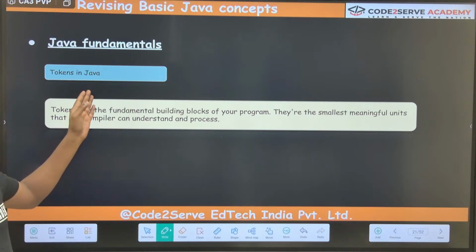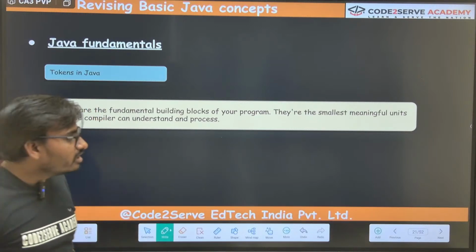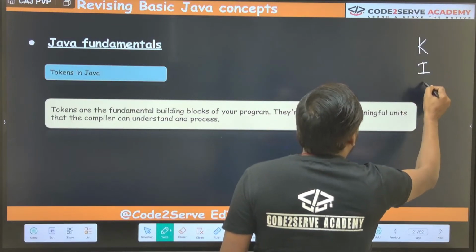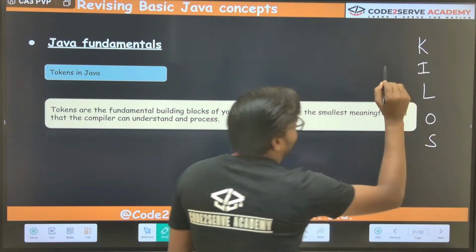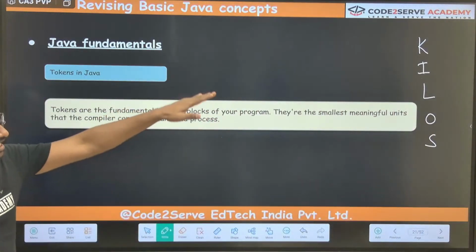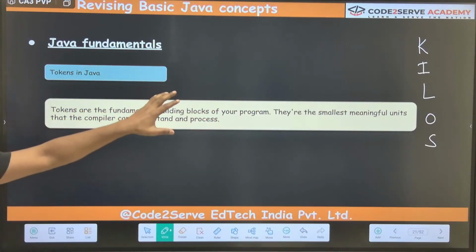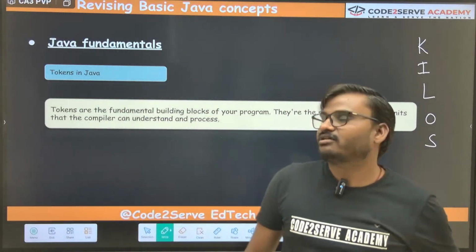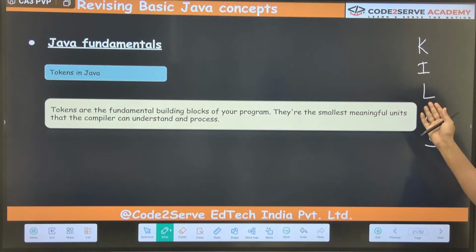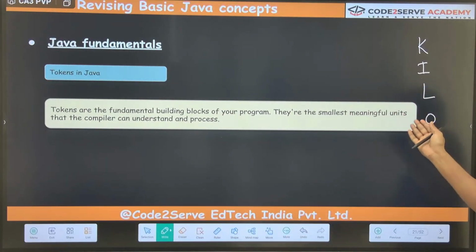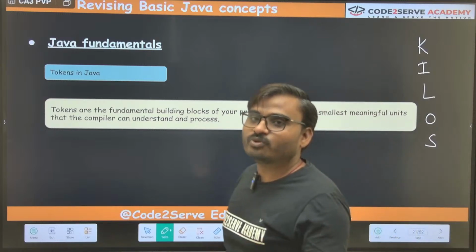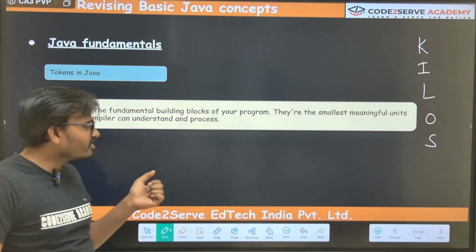You can remember the tokens with this: KILOS. If you remember KILOS, you can remember all the tokens. K stands for keywords, I stands for identifiers, L stands for literals, O stands for operators, and S stands for separators or punctuators, right? This is very easy.